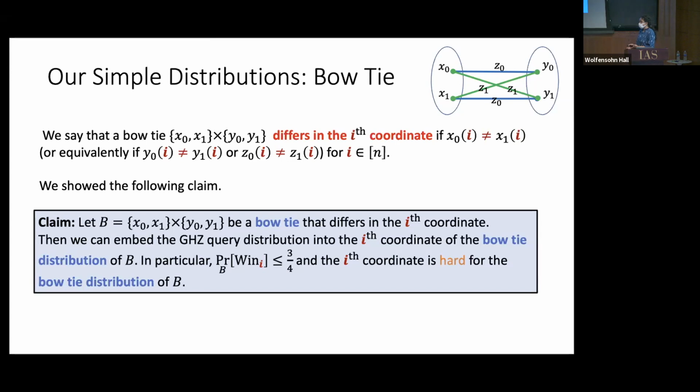So this completes step 1. We described this class of distributions that we call bow tie distributions. And we said whenever the bow tie differs in the ith coordinate, then the ith coordinate is hard. So we can easily pinpoint the hard coordinates of this distribution. So now I'll move on to the second step.